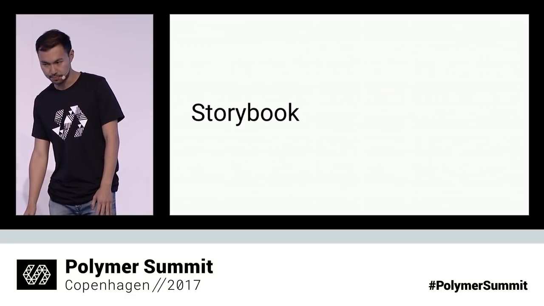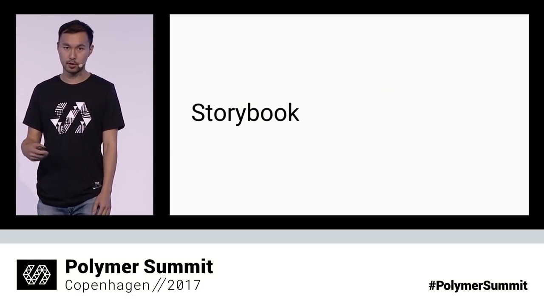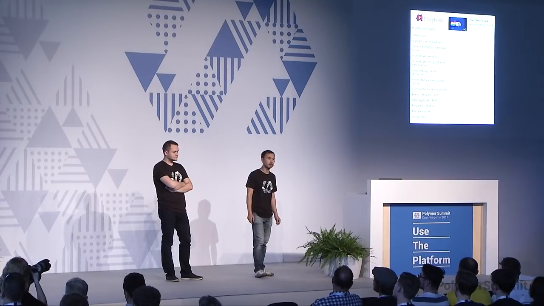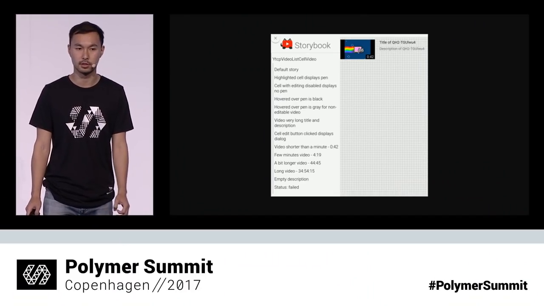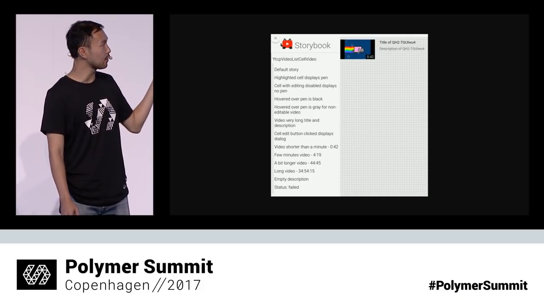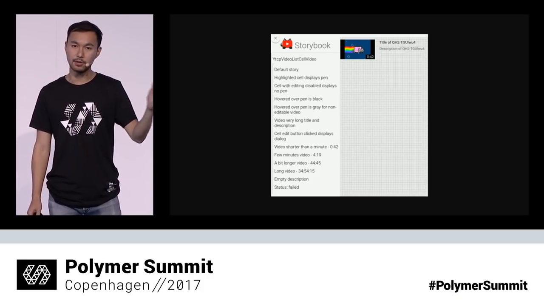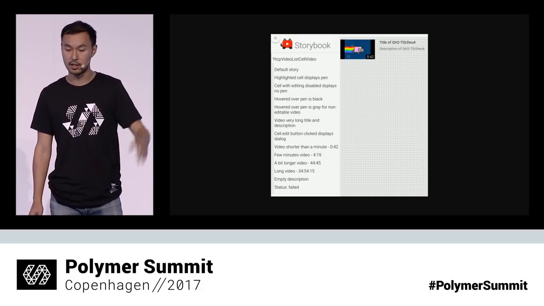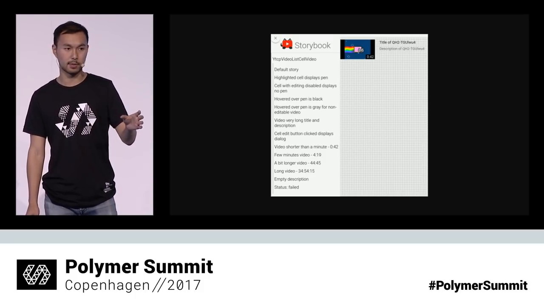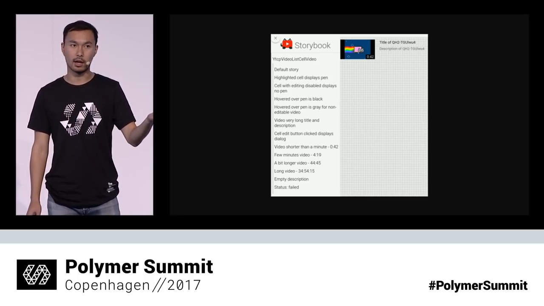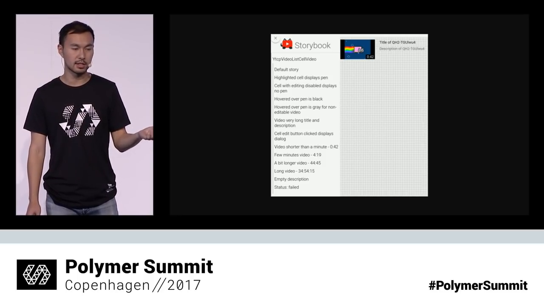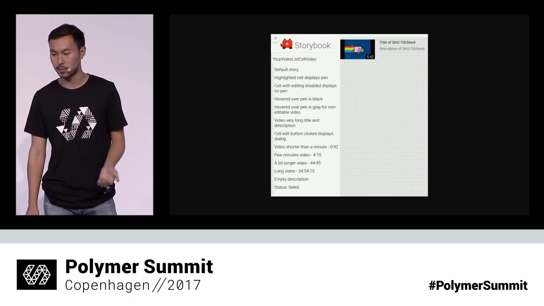In addition to that, we took this granular component and testing approach a little bit further, and we created something called Storybook. Storybook is a way for you to interact with the component during development. We have here a storybook for something called the video list cell. On the left of that storybook is a list of stories that have been generated. This is either a fixture that we saved before or some data that was automatically generated.